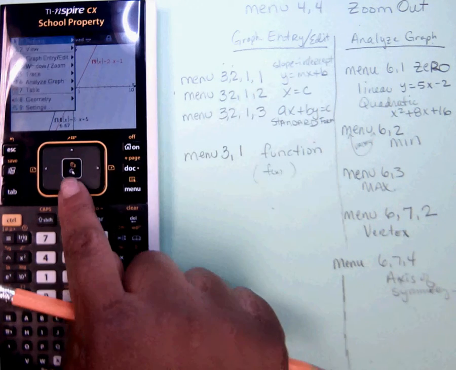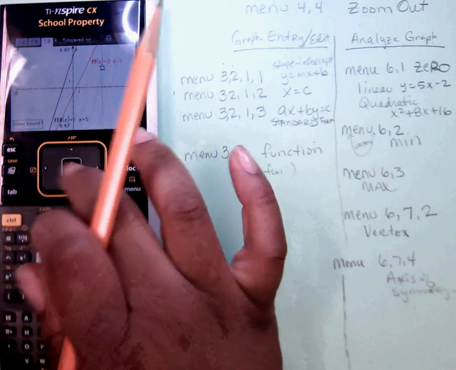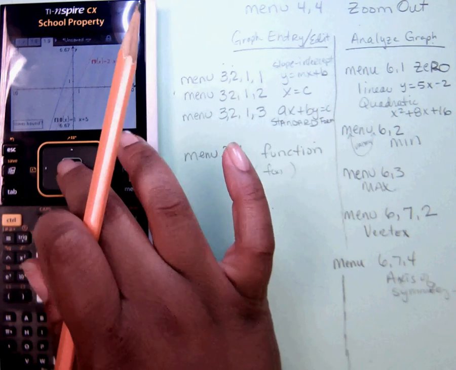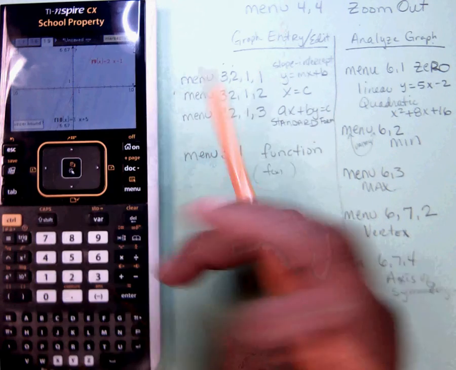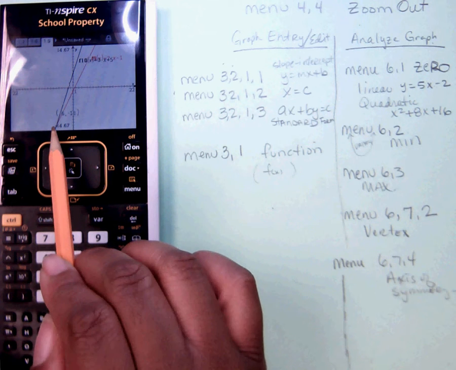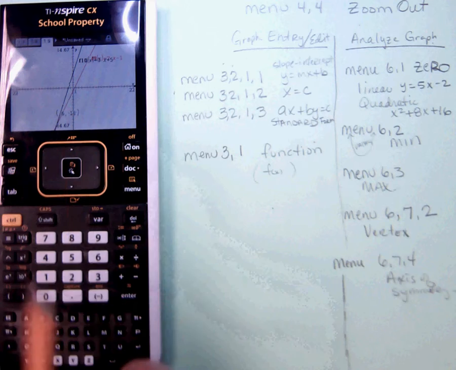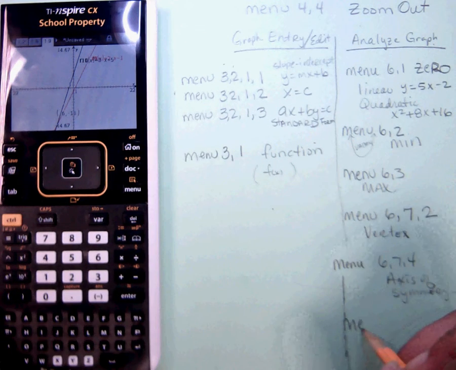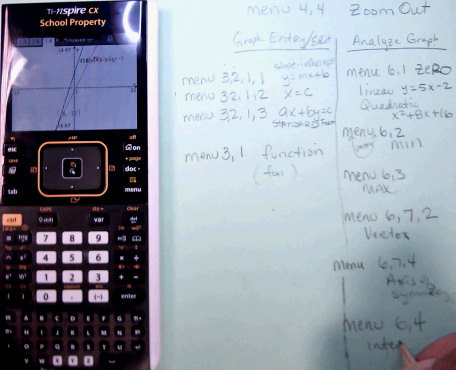So menu 6, 4 allows you to find the intersection. So I'm going to go all the way to the left, all the way to the right so that I can cover the point, and it brings it up so I can see it, and it's at -3, -6, -13. Let's menu 6-4. It finds the intersection.